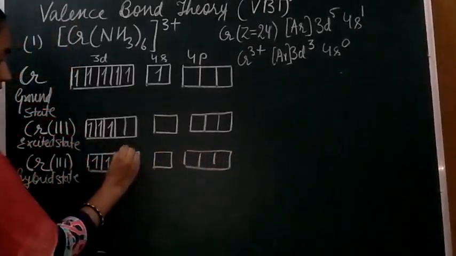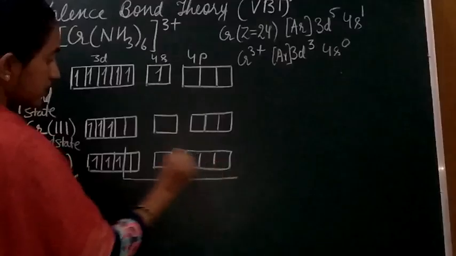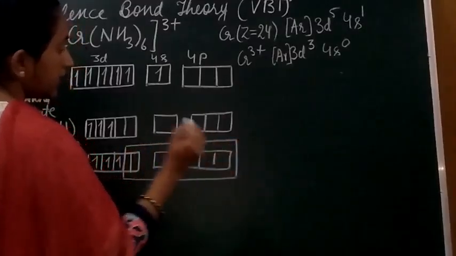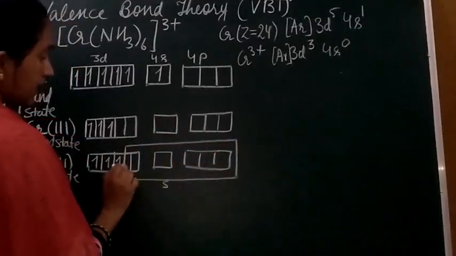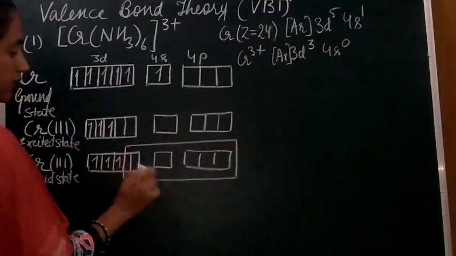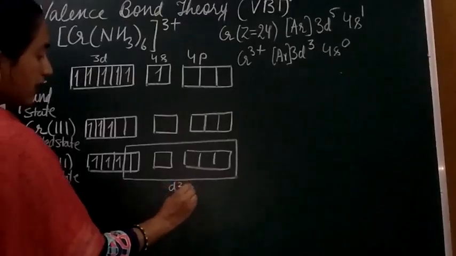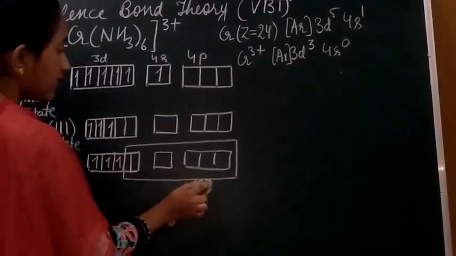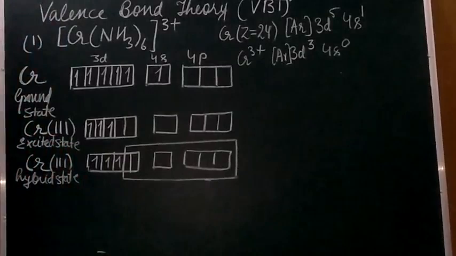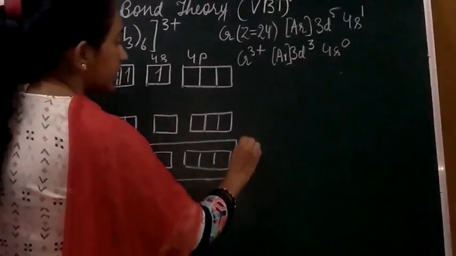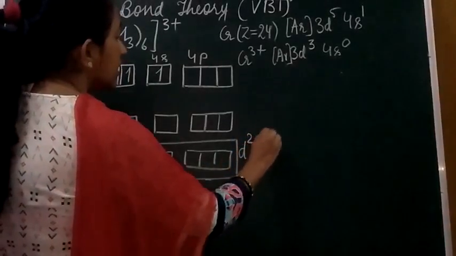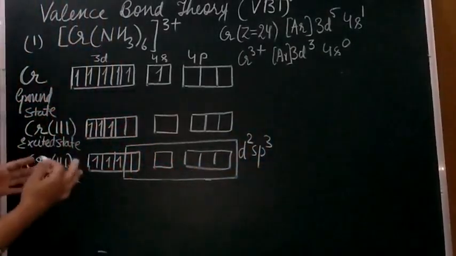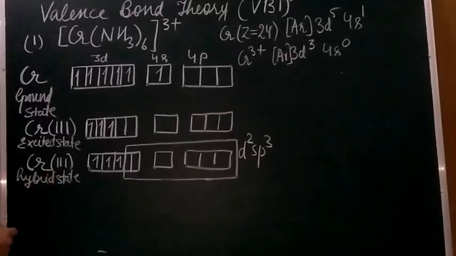So you will see here that the hybrid state which we are getting here is d2sp3. Here we are getting two d orbitals, it is d2sp3. Right students, how are we getting this d2sp3? We have d orbitals of the third shell, the d subshell, right? So we are getting d2sp3 hybrid orbitals, or these show the hybridization d2sp3, right?